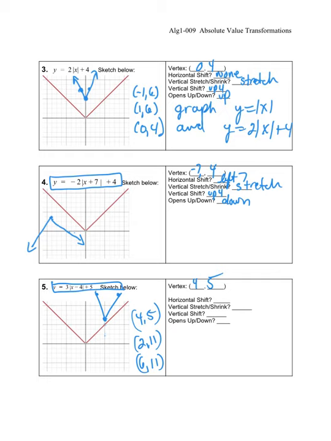The horizontal shift, did it shift left or right? It went to the right 4. Like right here, you can see. From this vertex to this vertex, there was a horizontal shift 4. Vertical stretch, let me see. It is more narrow, right? It opens up because 3 is positive. Vertical shift up 5, and it opens up because 3 is positive.